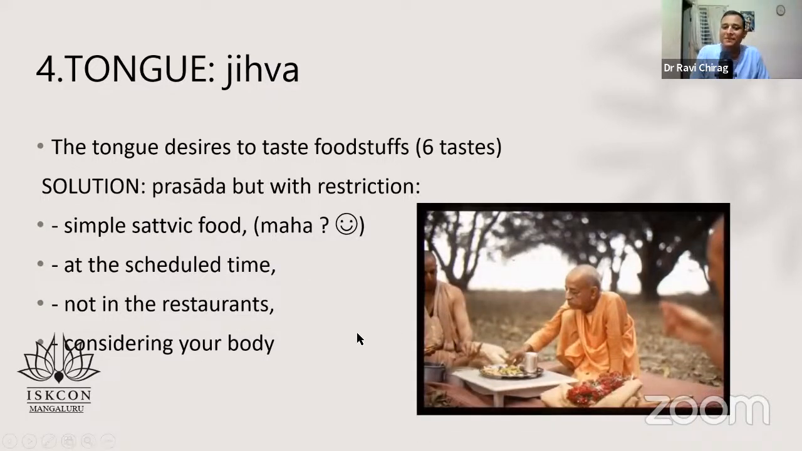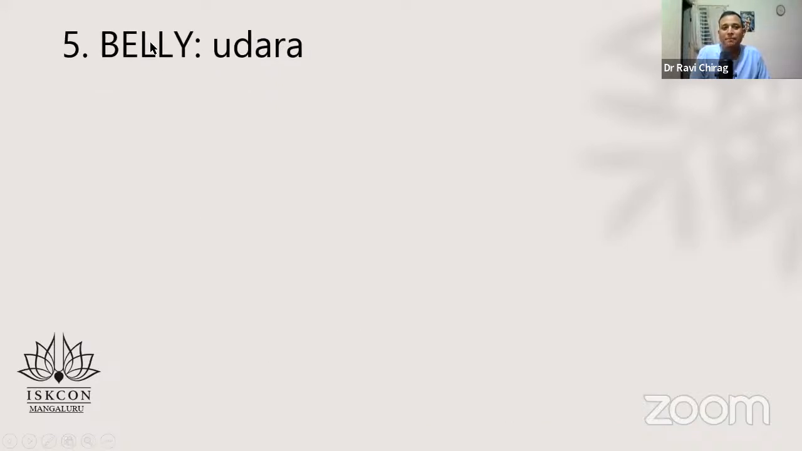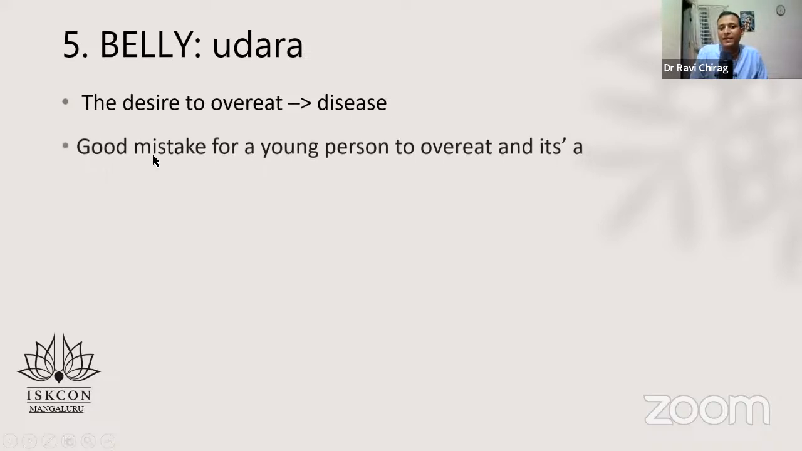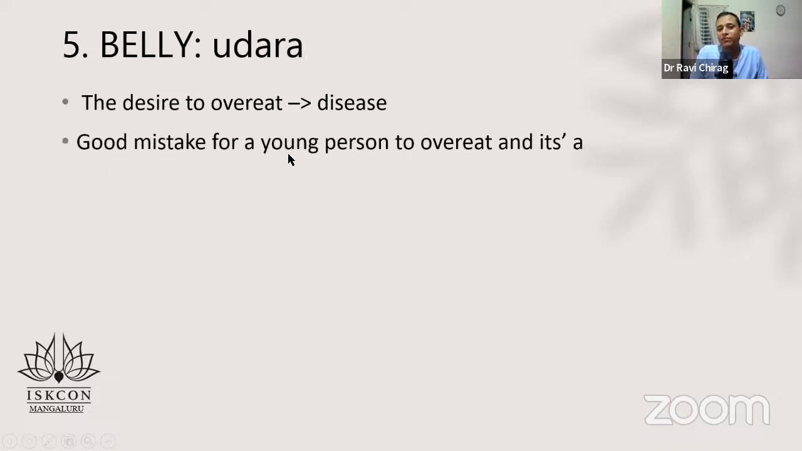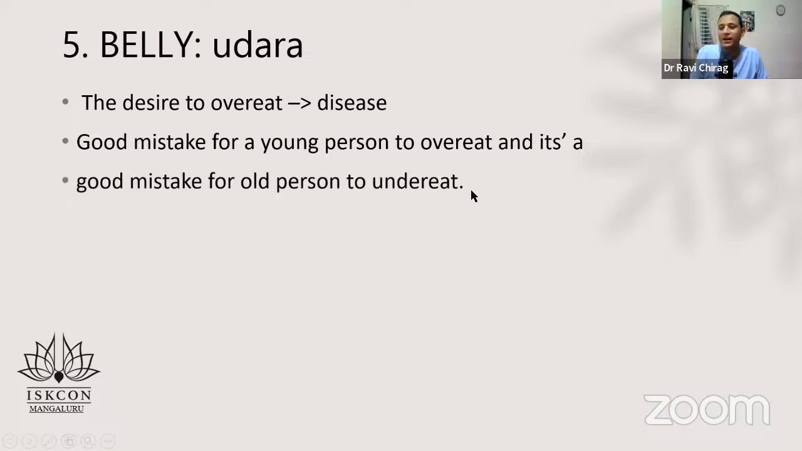Srila Prabhupada taking prasada. Belly, udara. So that was jihva, the taste. Now the belly, udara. The desire to overeat will lead to disease. A good mistake for a young person is to overeat, and it is a good mistake for an old person to undereat.